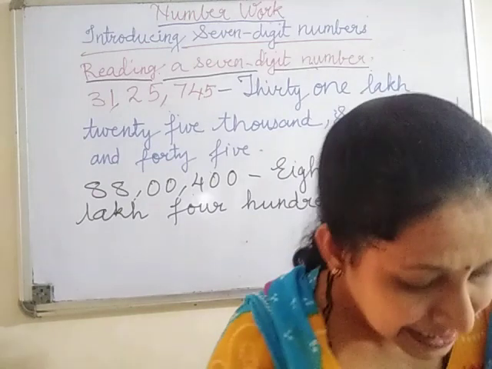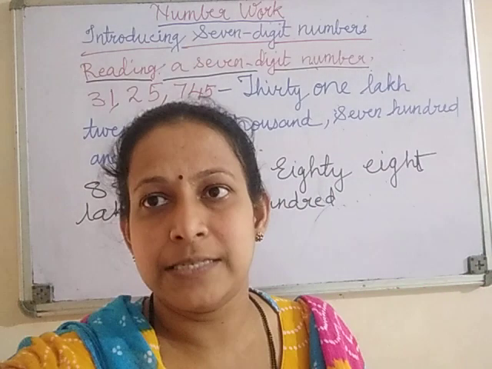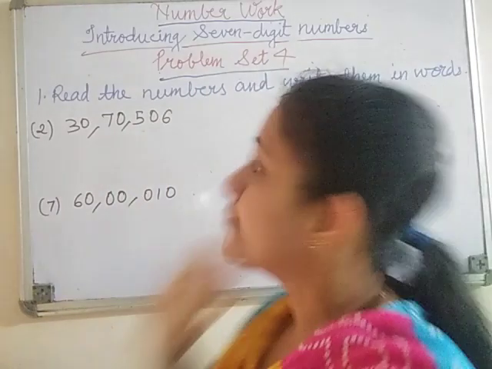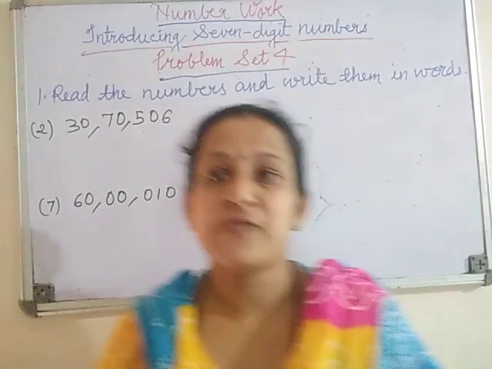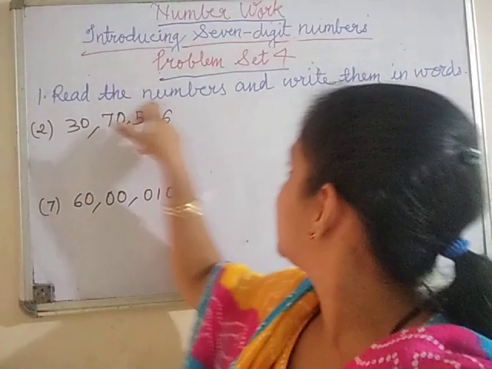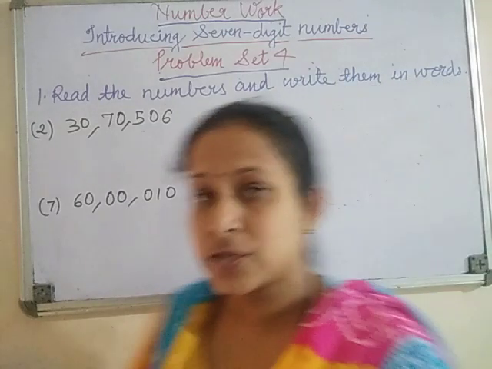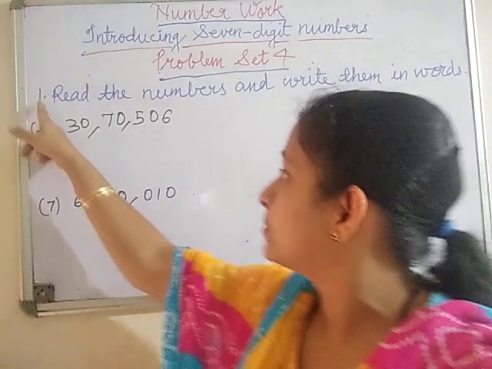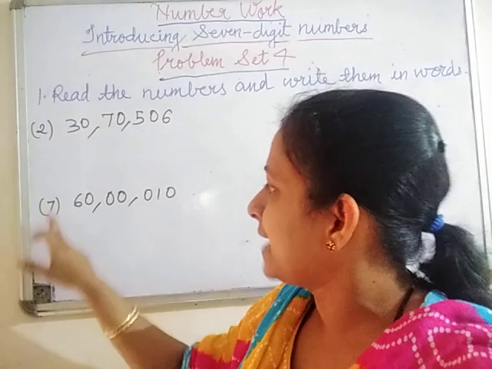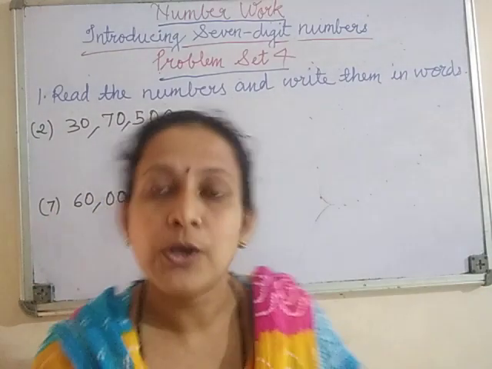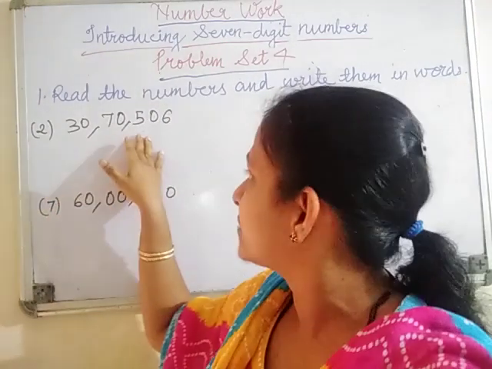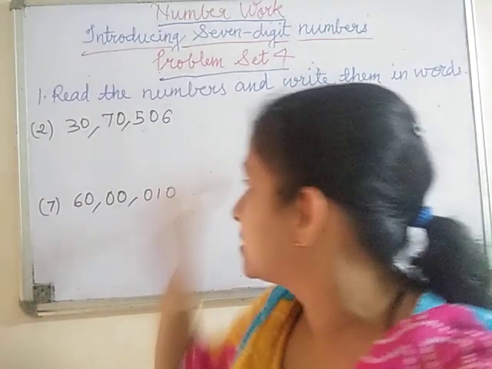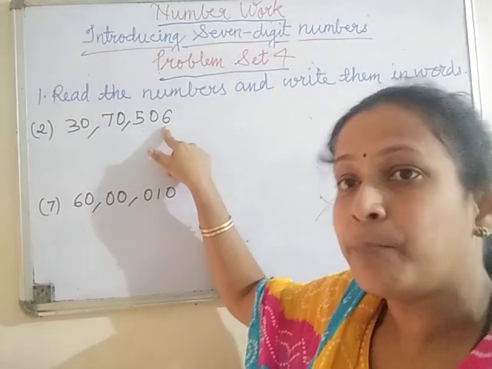Fine. Now let's see the next part of the lesson. The next part of the lesson is problem set number 4. In problem set number 4, the first question is to read the numbers and write them in words. I have randomly taken two questions from problem set number 1, that is the 2nd and 7th. First we shall read them and then write them in words. So first let us see what the place names are here.